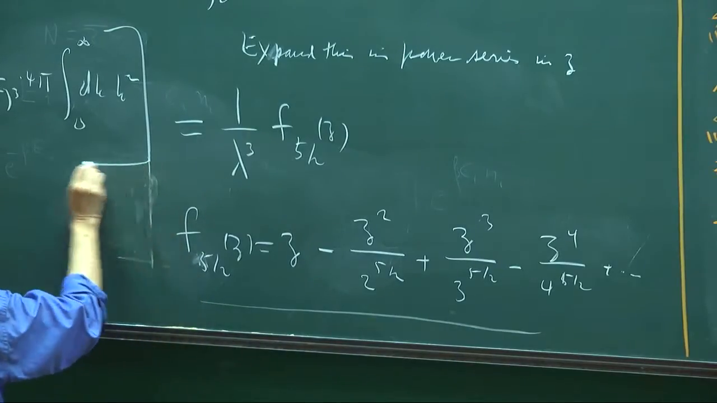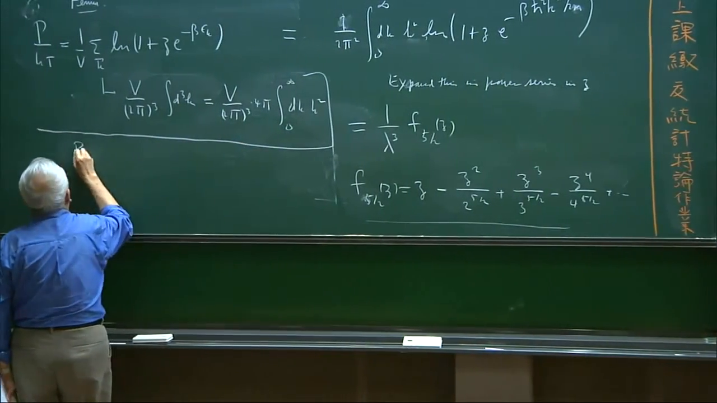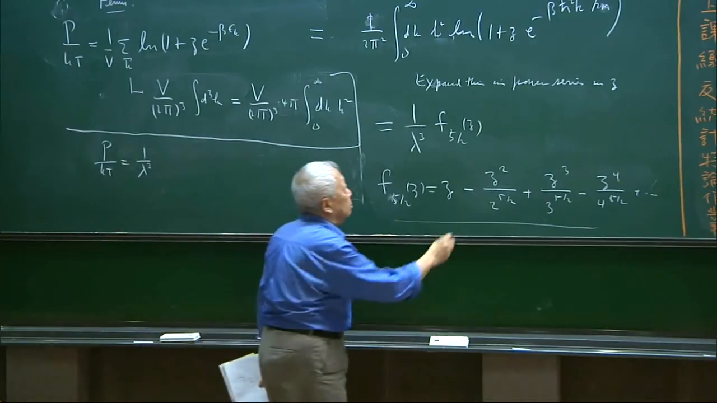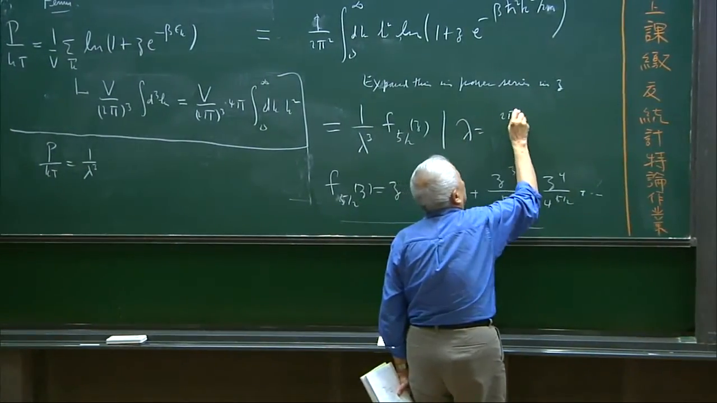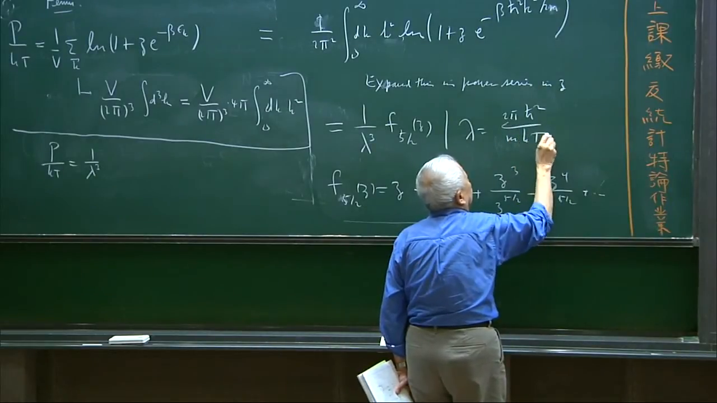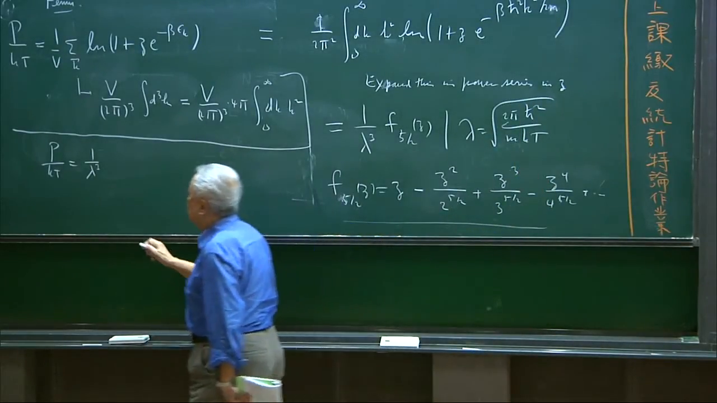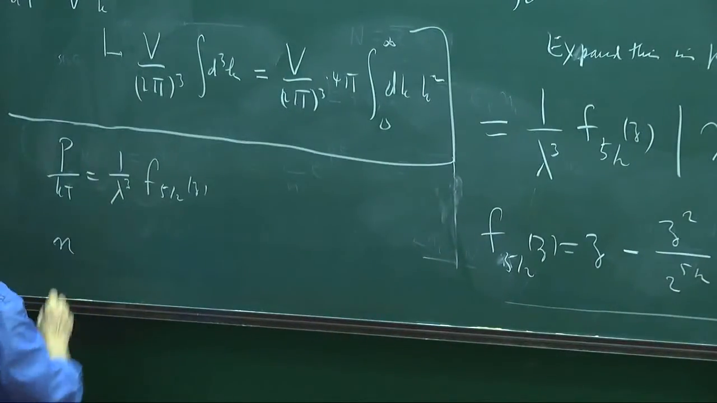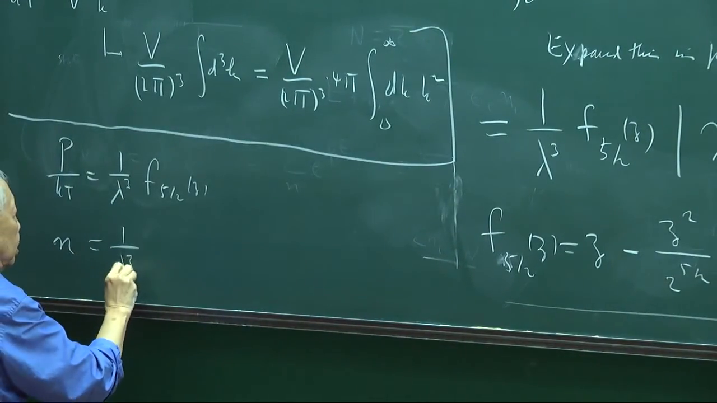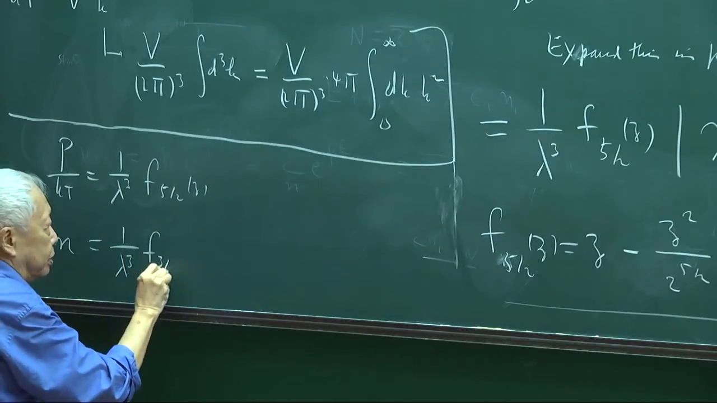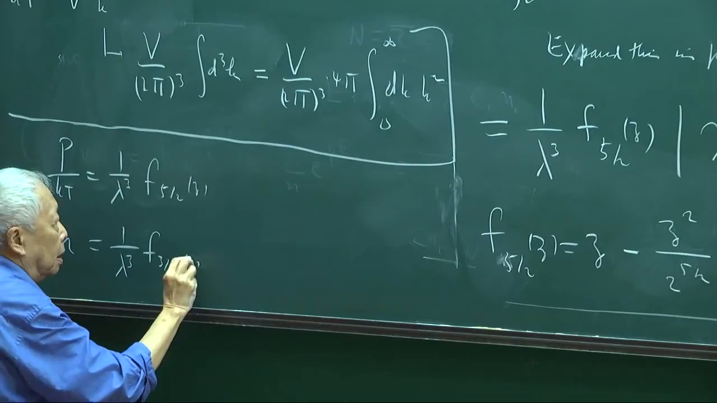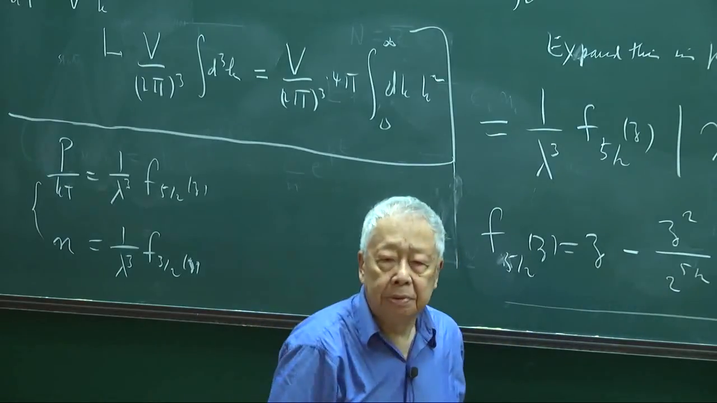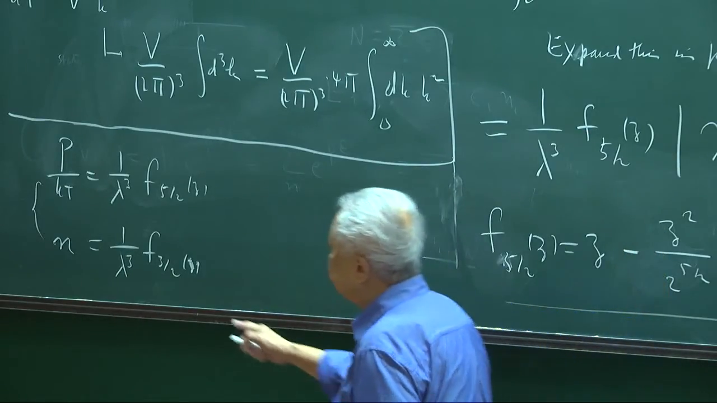Once you define that function, the equation is: p over kT is equal to 1 over lambda cubed, where lambda is the thermal wavelength, 2 pi h bar squared over m kT to the square root, times f 5/2 of z. And then n, the density, is 1 over lambda cubed times z d/dz, which gives you f 3/2 of z. And this f 3/2 of z is defined the same, except 5/2 is replaced by 3/2. So that's the parametric equation for Fermi.